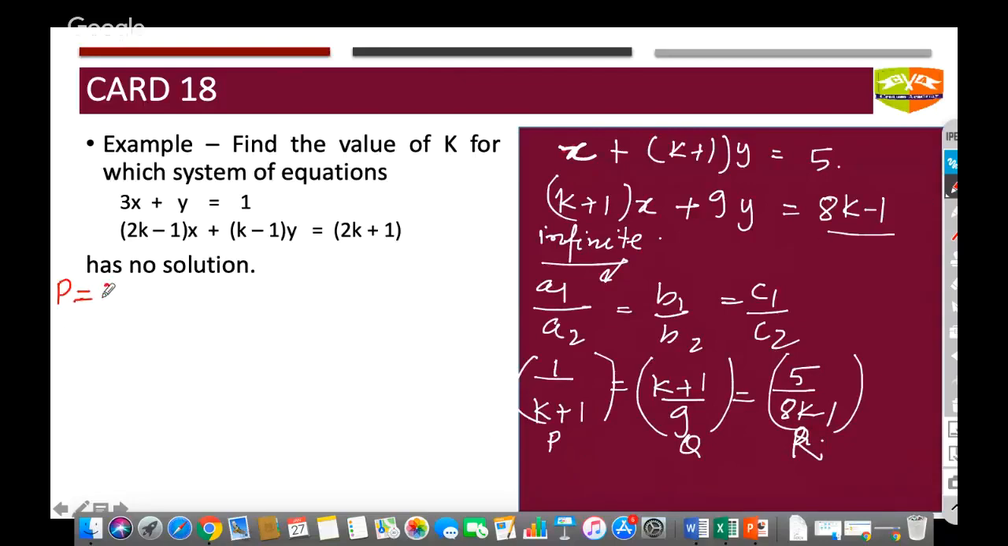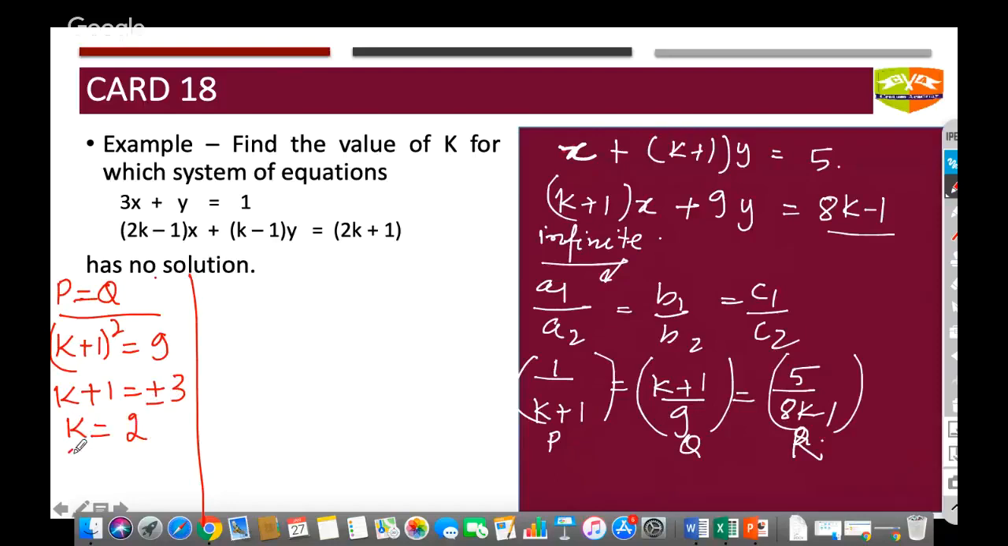So I will make P equal to Q. So this is my first case. So P is equal to Q. This gets multiplied here. So (k plus 1) square comes out to be 9. So k plus 1 comes out to be plus minus 3. So if I take plus 3, k comes out to be 2. If I take minus 3, k comes out to be minus 4. Then I keep P is equal to R. In that case, I get 8k minus 1 is equal to 5k plus 5. So I get 3k is equal to 6 and k is equal to 2 comes out.